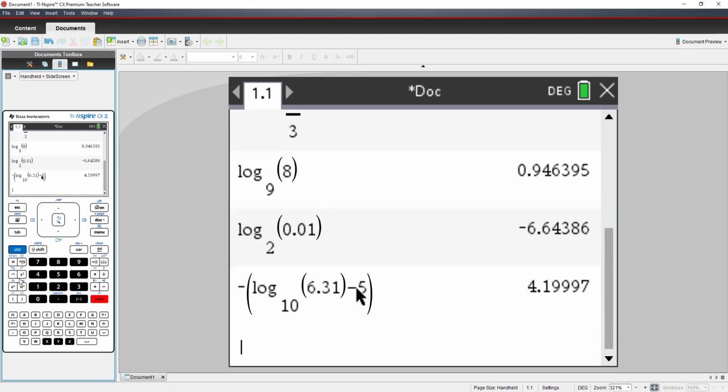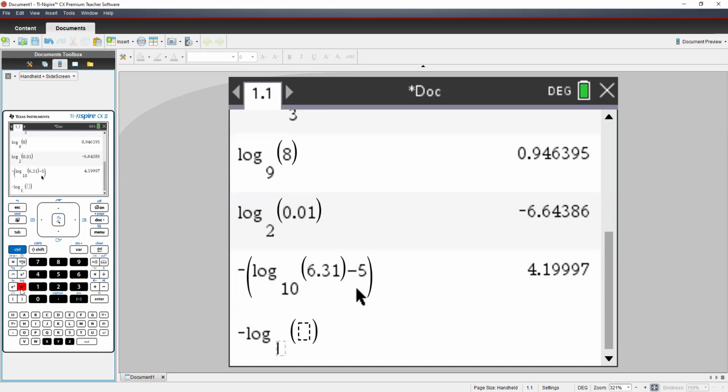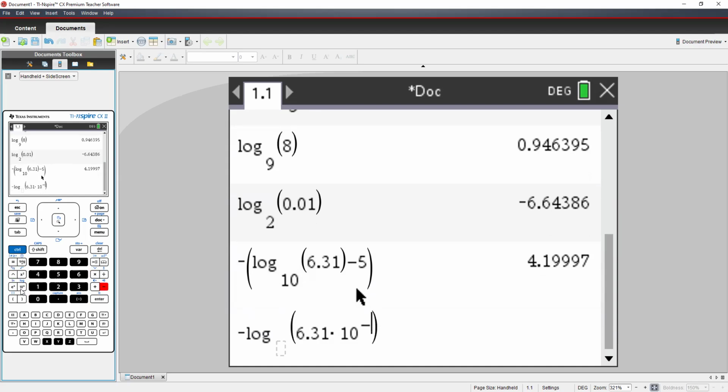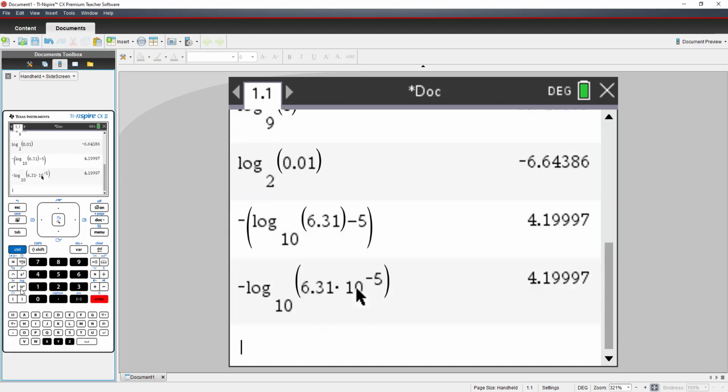Or I could have even just typed in negative log of, I think it was just base 10, but it was 6.31 times 10 raised to the negative 5. And notice you get the same answer.